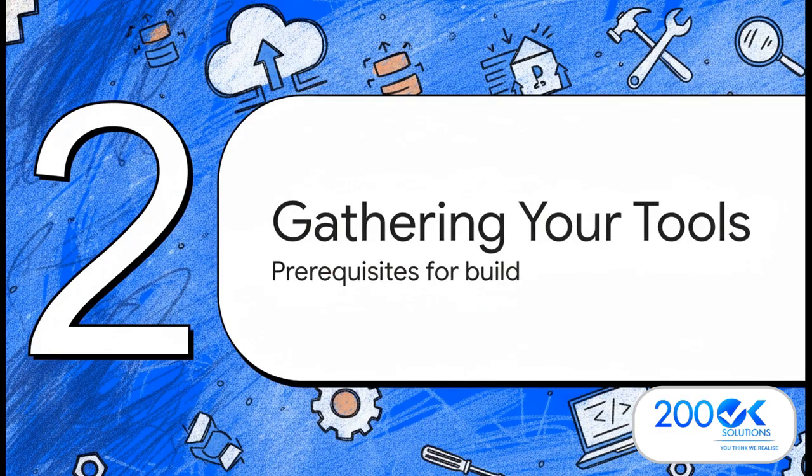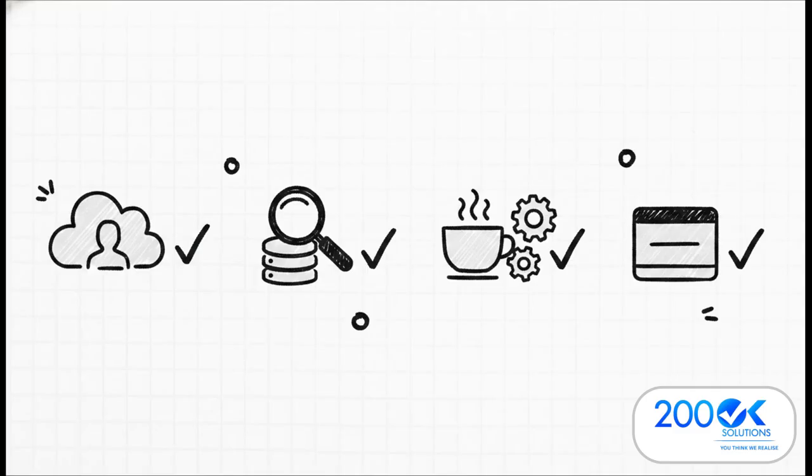Moving right along to Section 2, Gathering Your Tools, where we go over the prerequisites for your build. Before we actually write any code, you need to check off these 4 prerequisites. First, make sure you have an active AWS account to create your Lambda functions. Second, spin up an Amazon Elasticsearch domain in the AWS console. And hey, please make a very strict note of your cluster's endpoint URL. You are absolutely going to need that later.